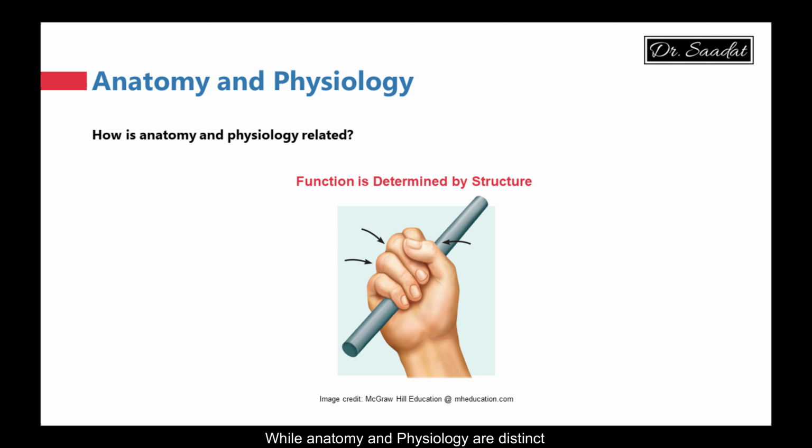While anatomy and physiology are distinct scientific fields, they are closely related. For example, think about how your hand grasps a pen. The structure of your hand is designed for this precise function.